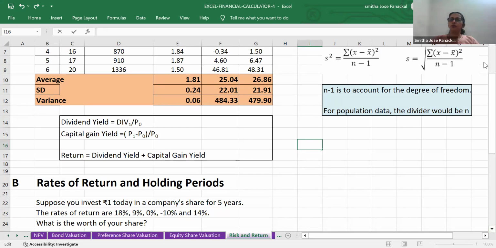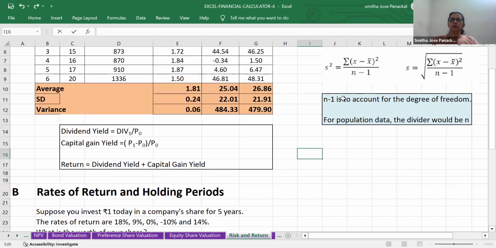Then I'll show you few more things. This is with respect to calculation of risk and return. Then I have told you, for every long-term investment decision, you have to refer the time value of money also. Time value of money is also important. Okay, I'll show you that also.